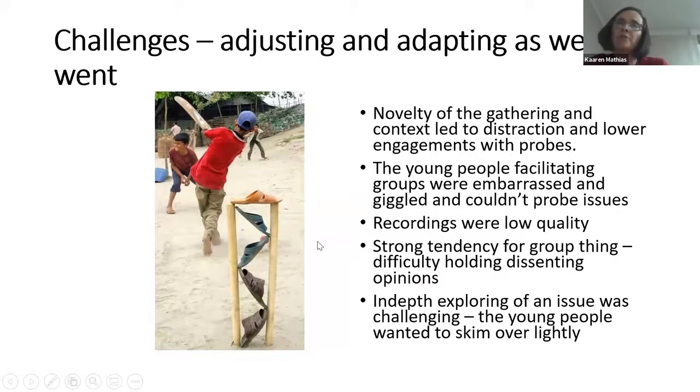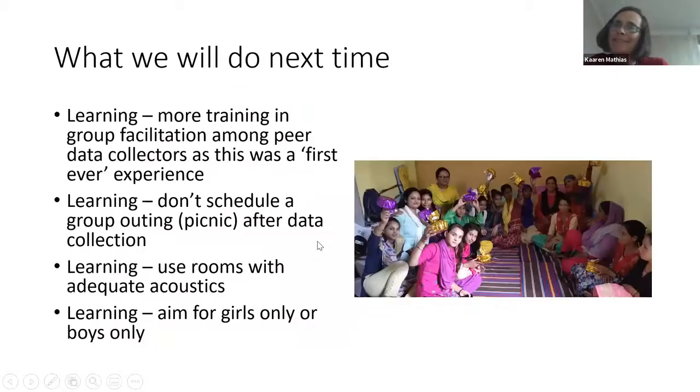So there were challenges. The groups had a great time. The young people had a great time. And I think we did get some useful data, but it probably wasn't as useful as we would have liked. And these are a few quick questions before I finish up. We felt that we should have done more training for the young people as data collectors. They needed to have just facilitated groups, and there were some people who were really noisy, particularly the young men.